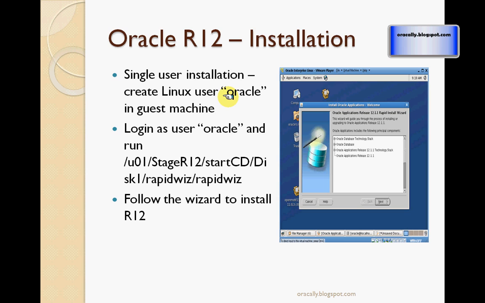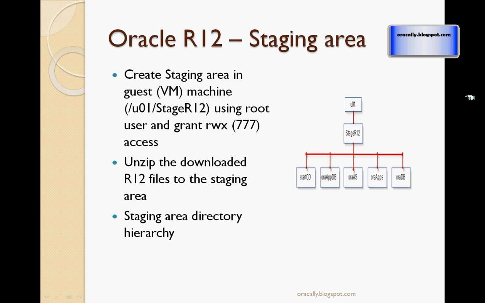So you create the Oracle user and log in as Oracle in the guest machine, and then you create this directory structure U01 R12, and inside that you put all your unzipped folders, that is startCD or RDB and all. These are the Oracle R12 installation zip files that you downloaded from edelivery.oracle.com.